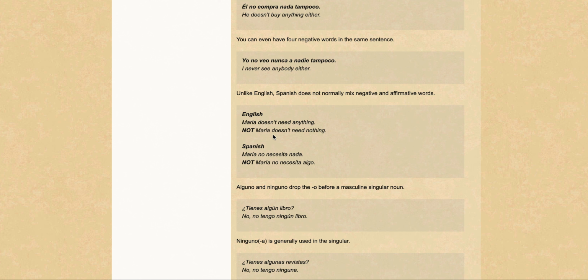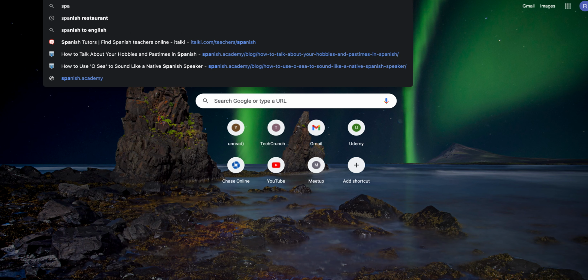So Spanish does not mix negative and affirmative words. Because if you look here, Maria no is a negative word. Necesita is an affirmative word. Sorry, let me take a step back here. So no is negative. Algo is affirmative. Algo means something, and we can validate that with an example here.